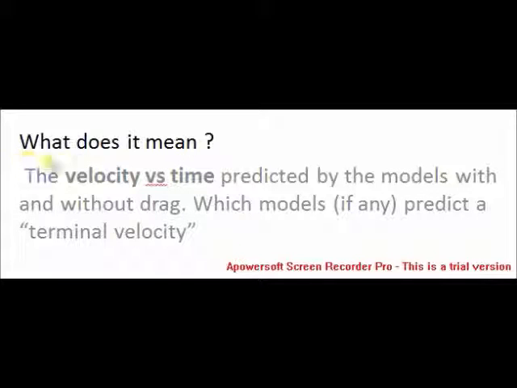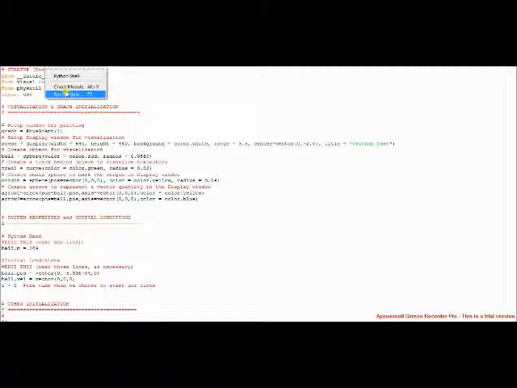Let me conclude at the last. What does it mean? The velocity was the same as predicted by the model with and without drag. Which model predicts the terminal velocity? So let us see. Actually, I will conclude at the last. Let us see all the cases first.